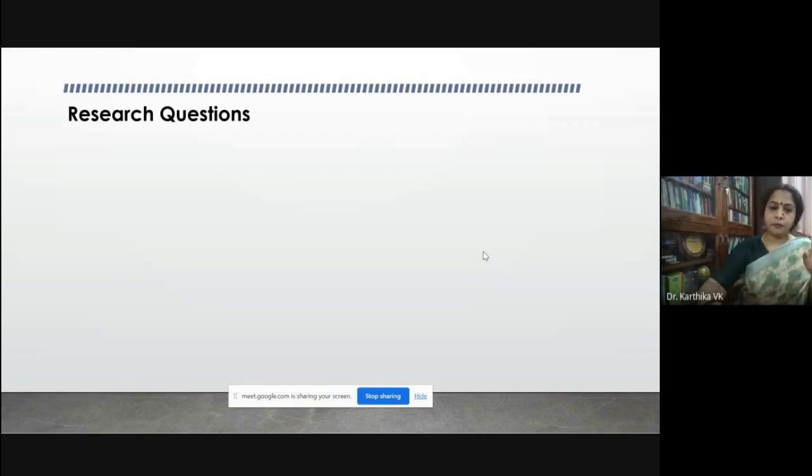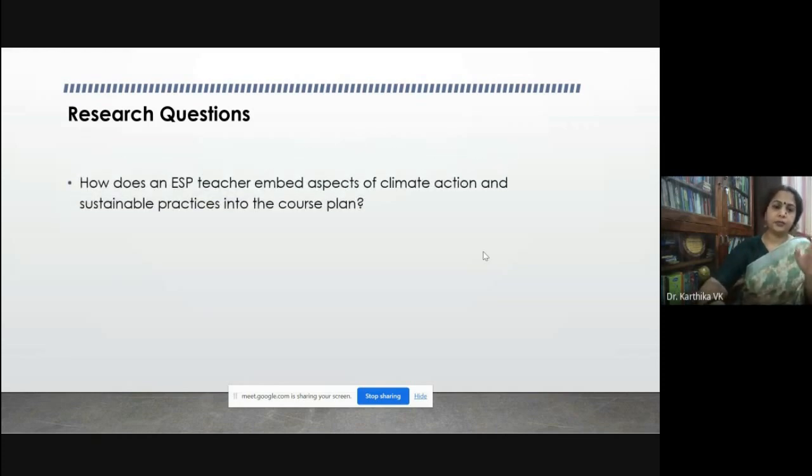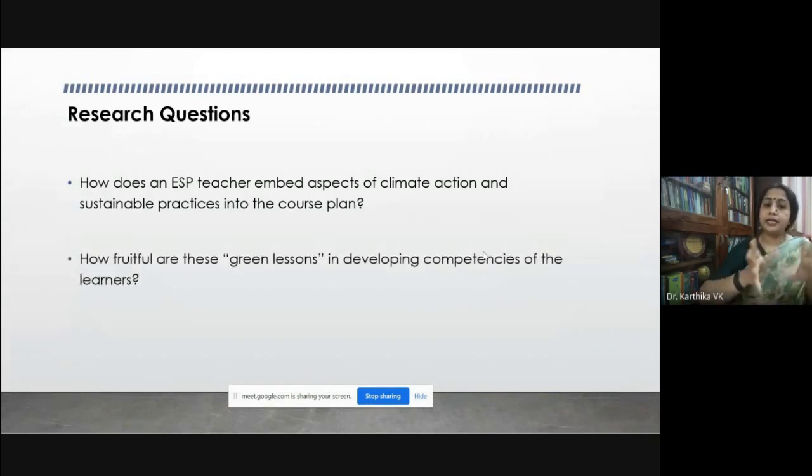So a few years ago, this research happened. Two questions I had in my mind. How does an ESP, English for Specific Purpose, teacher embed aspects of climate action? Because at that time I was working with SDG 13 and sustainable practices into the course plan. So at the university where I used to work at that point of time, we had a clear course plan.